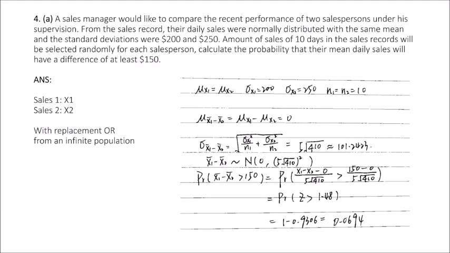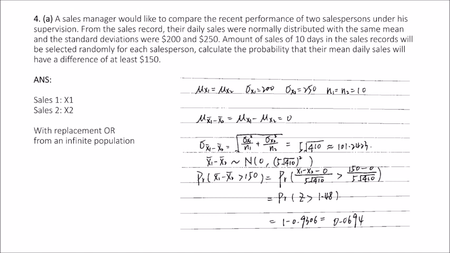So I'm going to talk about question number 4, sub-question A. The problem is about a sales manager who wants to compare the recent performance of his two salespersons. From the sales record, their daily sales were normally distributed with the same mean and standard deviations of 200 and 250. The amounts of sales of 10 days in the sales record will be selected randomly from each salesperson. For this question, we're going to calculate the probability that their mean daily sales will have a difference of at least 150.